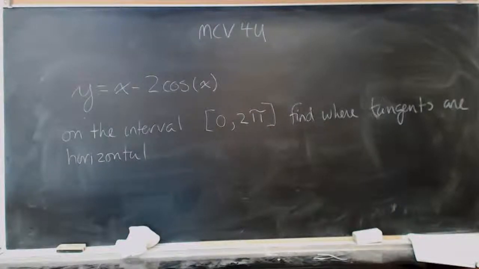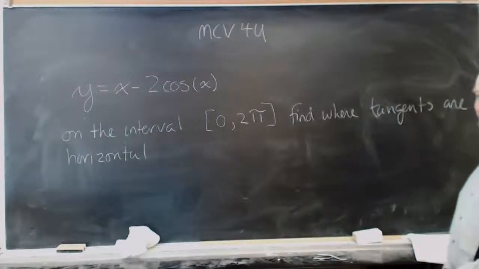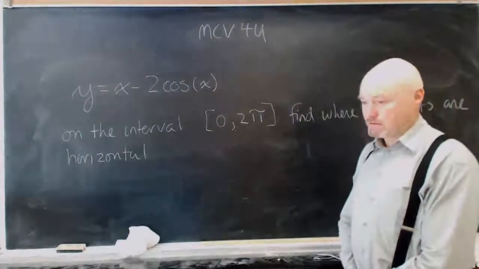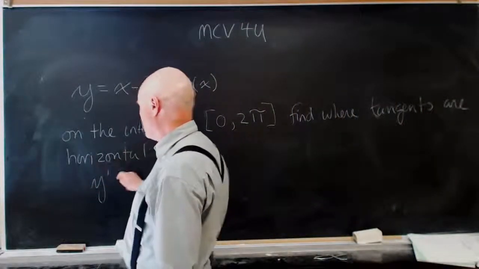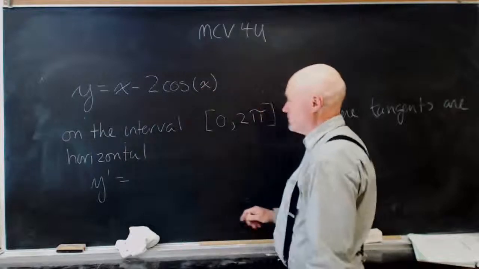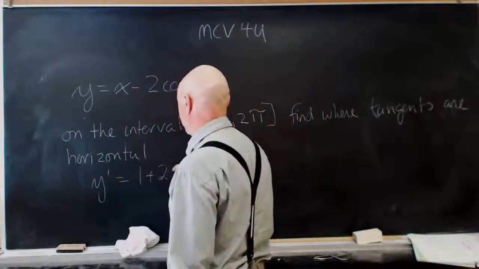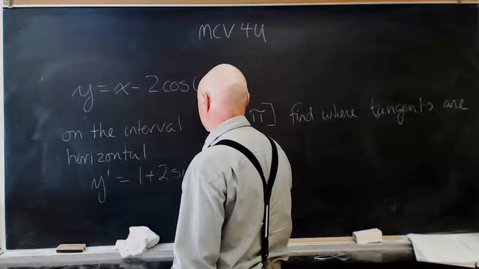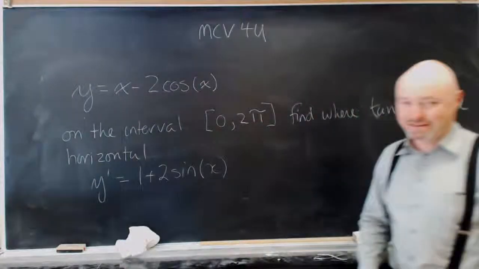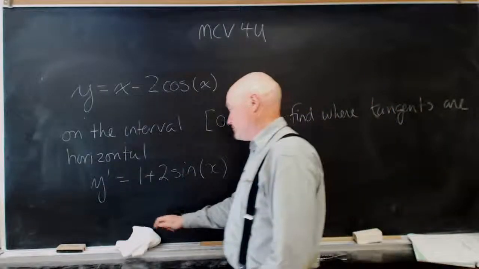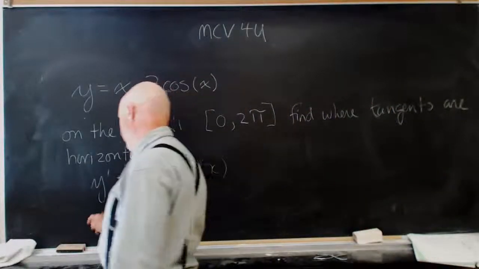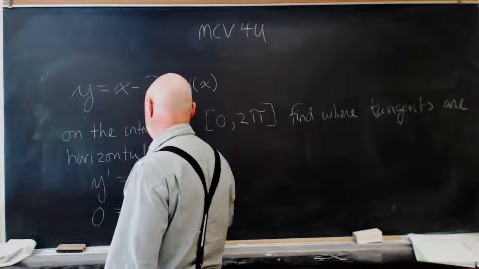Alright, great. So do the warm up. Alright. Okay. What do you get for a derivative, Luke? 1 plus 2 sin x. Perfect. Now what do we do? Set the derivative equal to 0. Yeah, that's right.